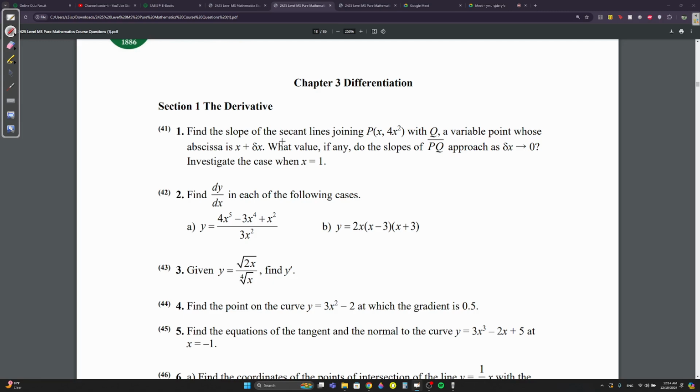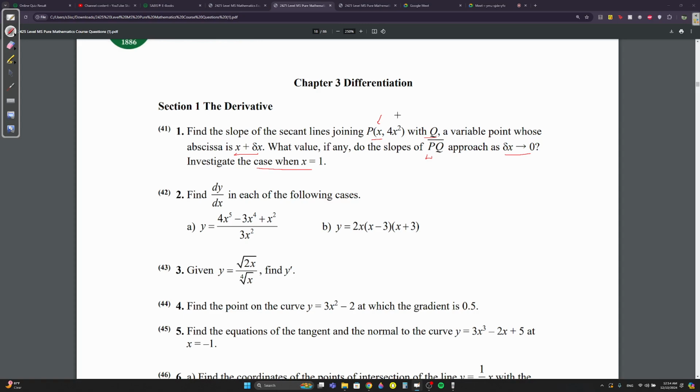So for question 1, find the slope between P and Q. They give you P is x, comma 4x squared. They gave you that the abscissa of Q is x plus delta x. What value, if any, does the slope of PQ approach as delta x approaches 0?